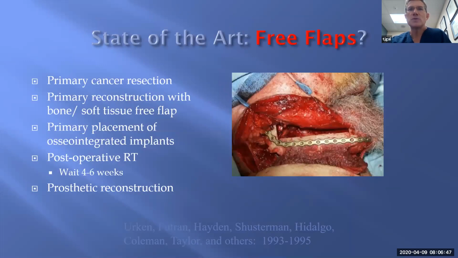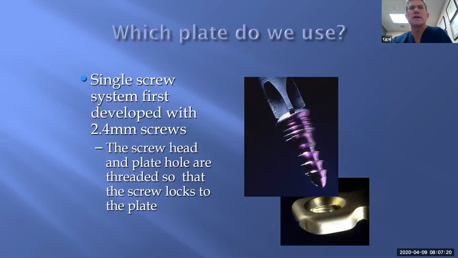Free flaps for these sorts of large segmental defects is certainly state of the art. It's a primary reconstruction at the time of resection. You can even implant it primarily if you choose. Radiation is after the fact, for osteoradionecrosis, and allows for any sort of additional prosthetic reconstruction. It will tolerate that load. So the bulk of this talk is probably centered around free flap reconstruction of these secondary defects.